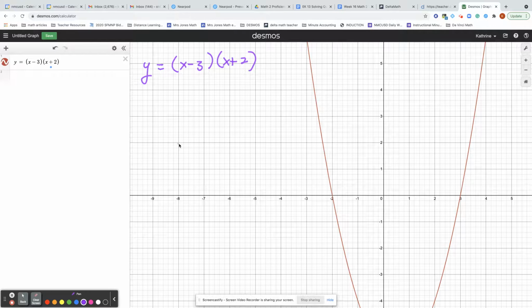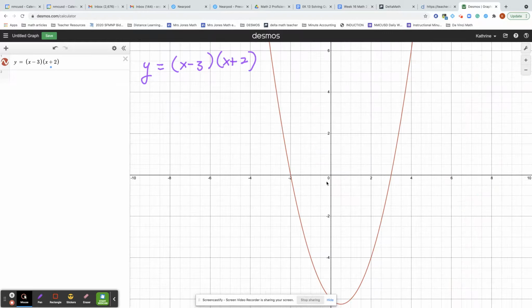This is example 2. And in this example, we are going to explore y equals x minus 3 times x plus 2. Feel free to write this down now or later. Either one works. And again, I'm going to talk about the zeros first. So we have a 0 here at x equals -2, and x equals 3.